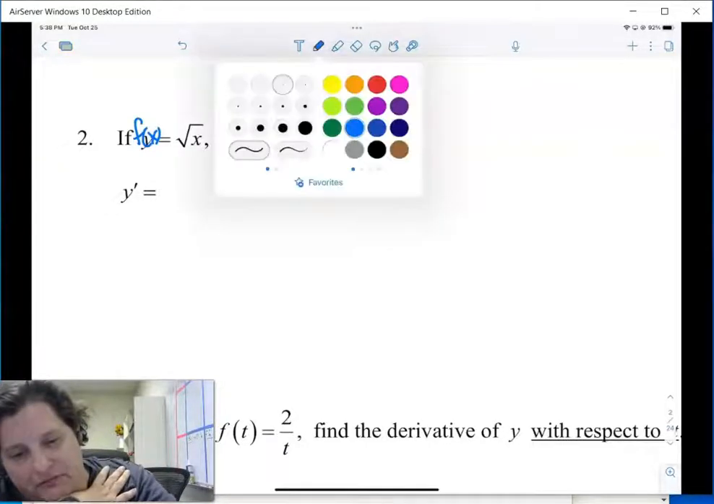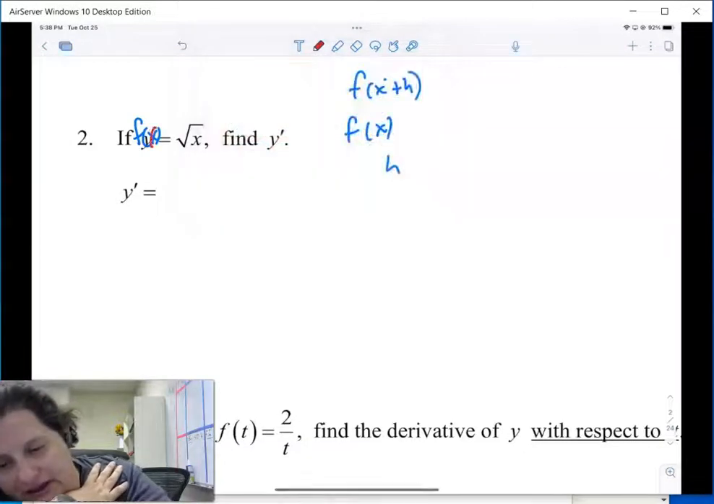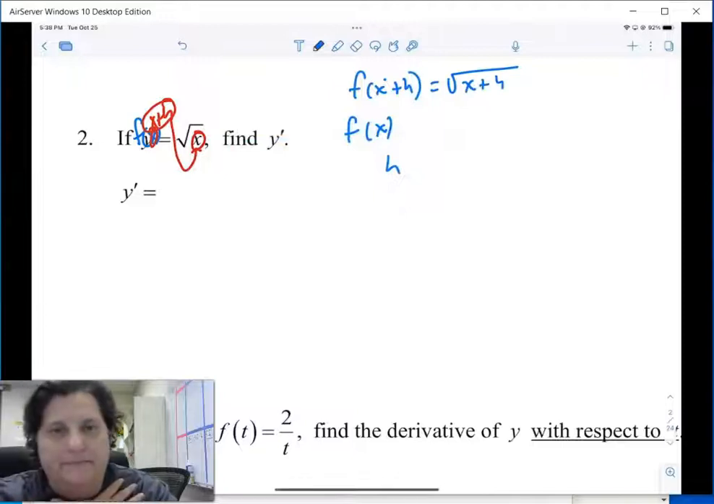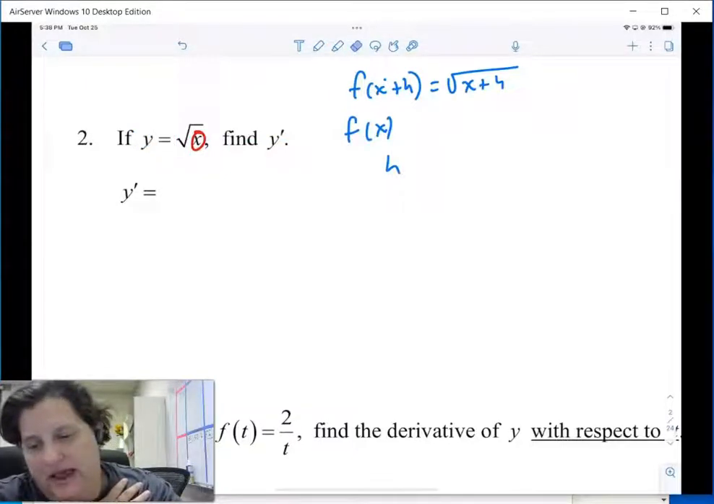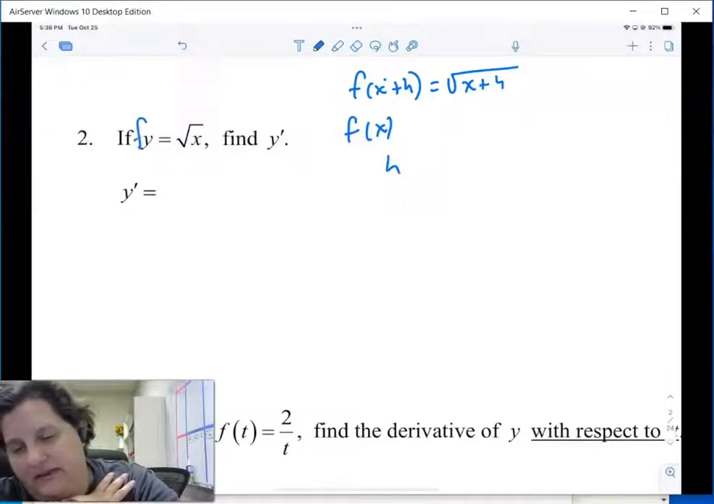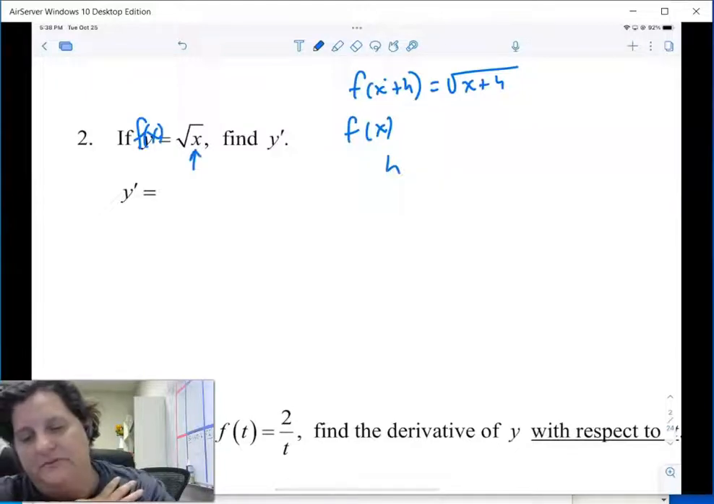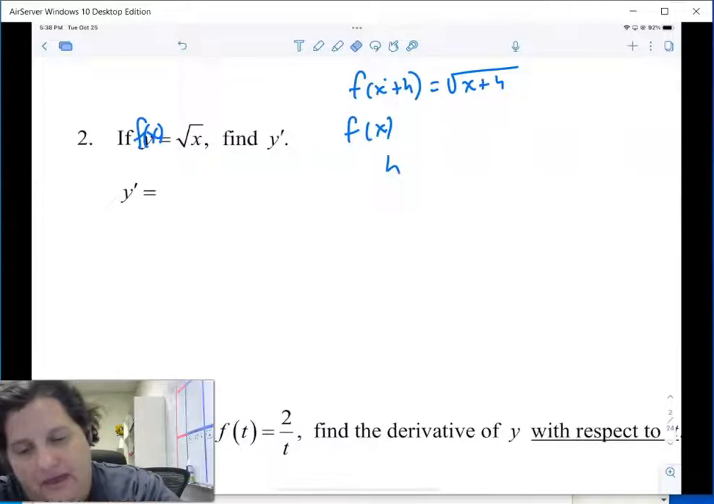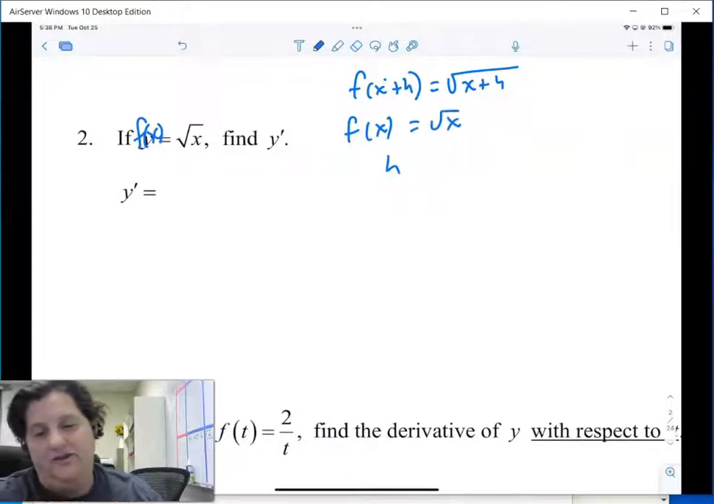F of x plus h means I'm taking x plus h and I'm putting it in right here. So f of x plus h is the square root of x plus h, okay? Because again, this is f of x, and I'm just plugging in x plus h right there. So it's all inside the square root sign, okay? F of x, my original problem was square root of x, and then I have h, right?